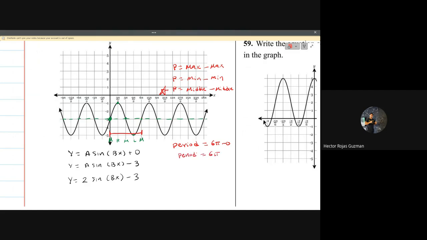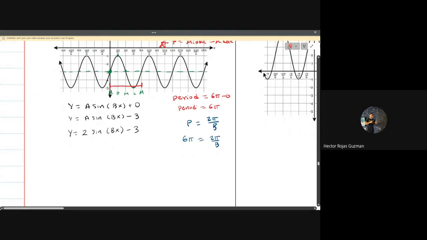Now, the period does not go there. You have to find B yourself. Remember, the formula is P equals 2 pi over B. And I know the period. 6 pi equals 2 pi over B. I have to work it out. There's no other way.